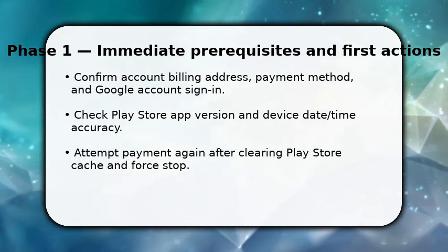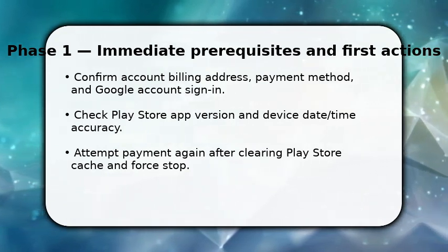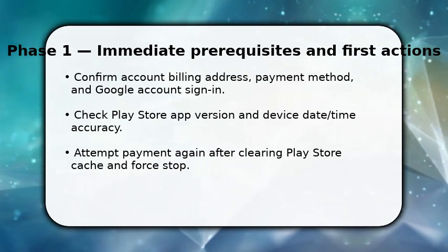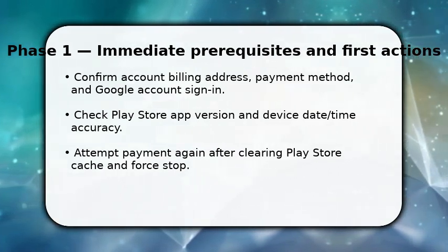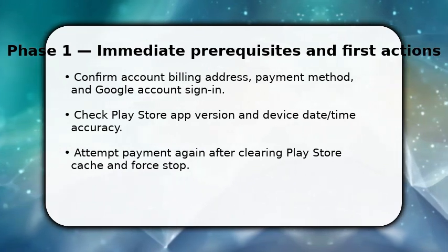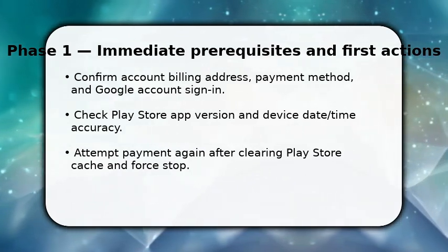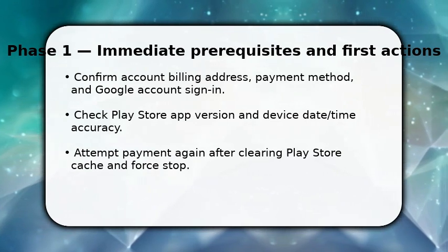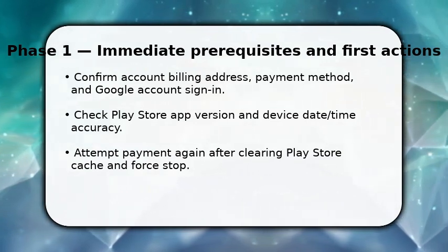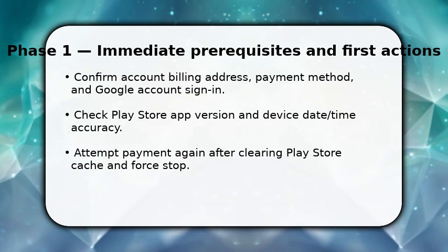Mismatches cause declines. Once done, go to Settings, right arrow Apps, right arrow Google Play Store, force stop it, then clear cache. Now reopen Play Store and attempt the purchase again. This immediate retry often resolves temporary authorization hiccups and lets you see a specific error code.